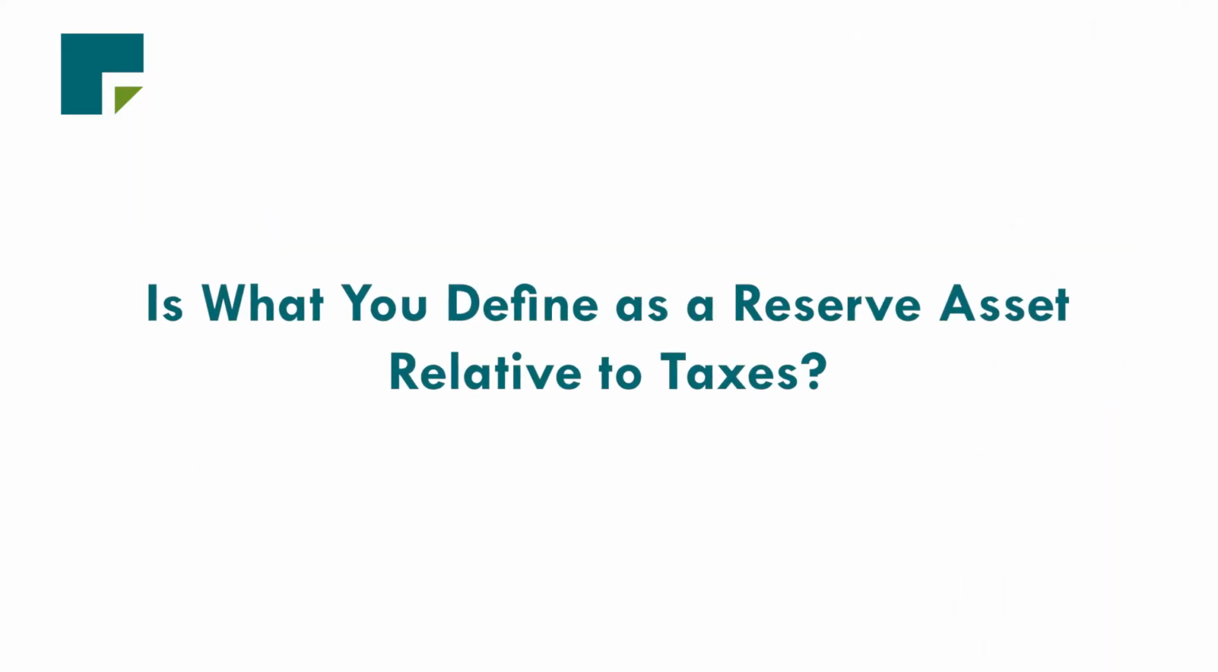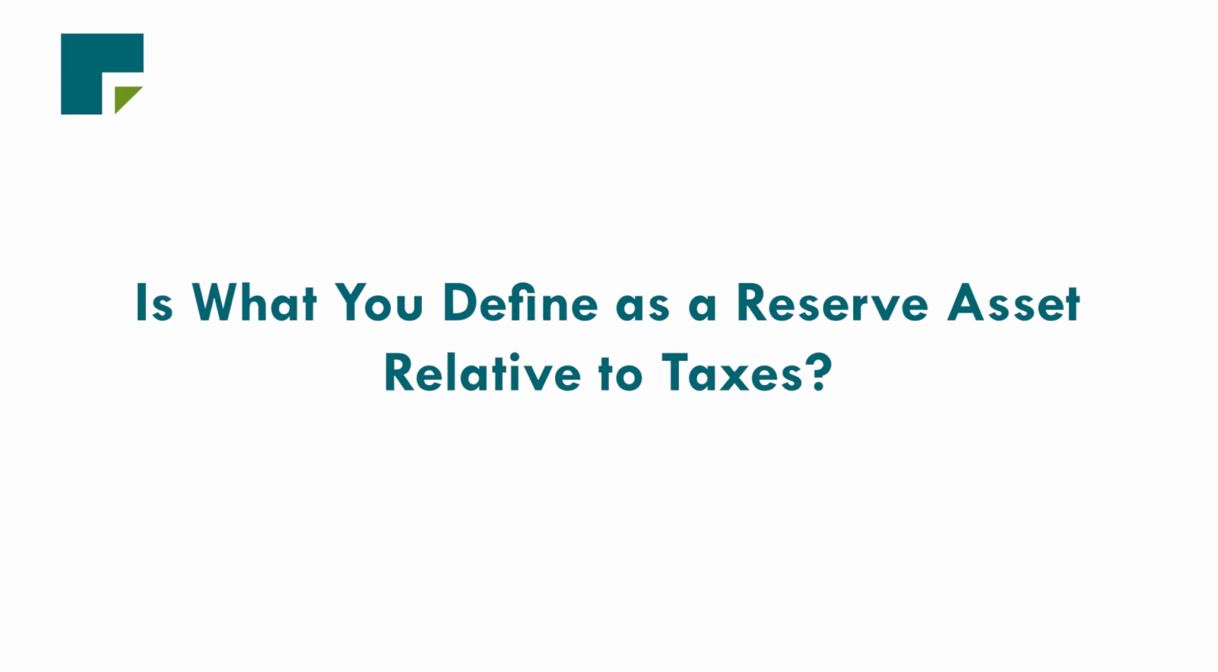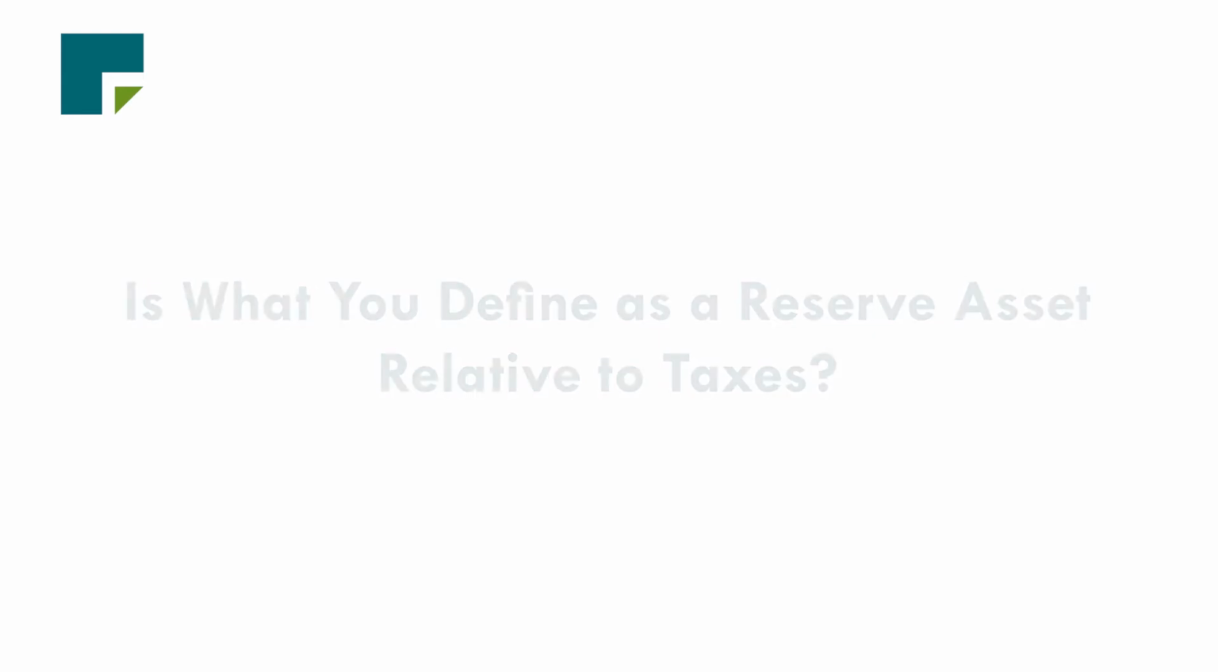Isn't what you define as a reserve asset relative to taxes? For example, painting is not a reserve item, is it? Well, to the tax man, painting is not a reserve expense because it's not capital in nature. The IRS tax structure is built on capital assets, capital replacements. So when you're physically replacing something, physically replacing a roof, physically replacing a boiler, whereas, as you know, a paint project is a significant expense to an association. The IRS doesn't consider that a capital asset because you haven't thrown anything away and put something new in.